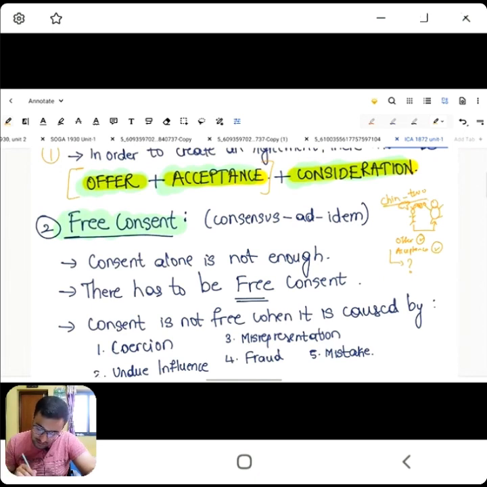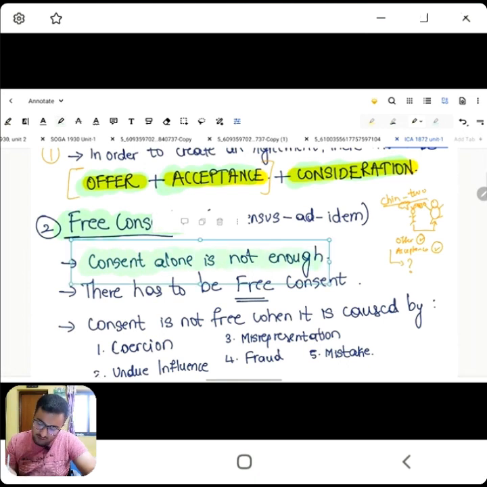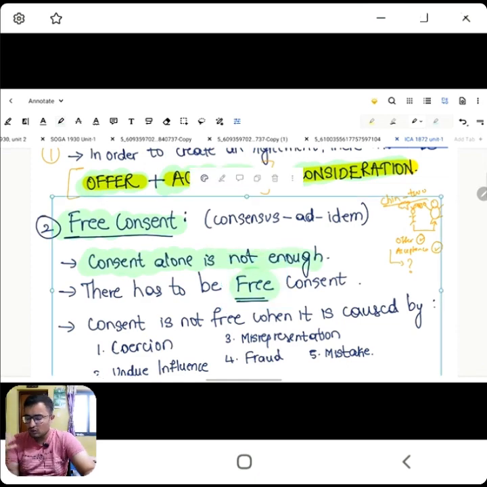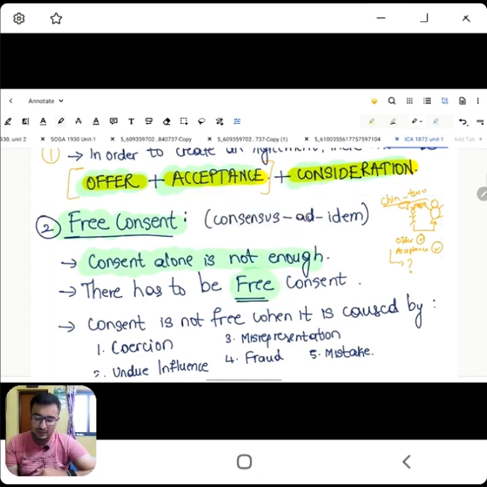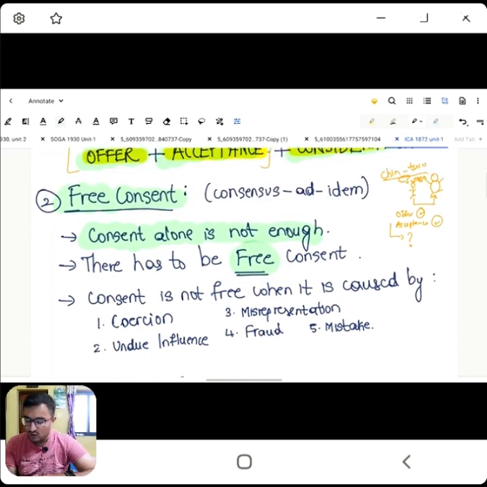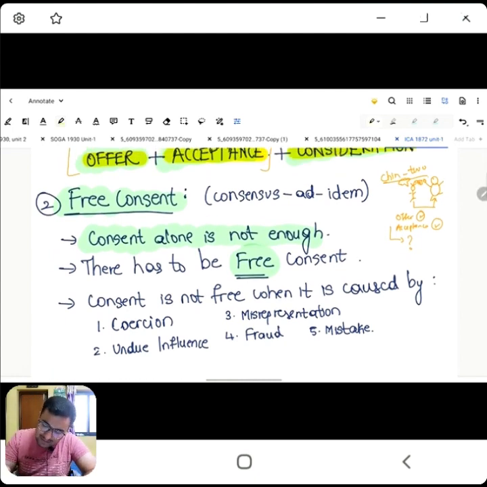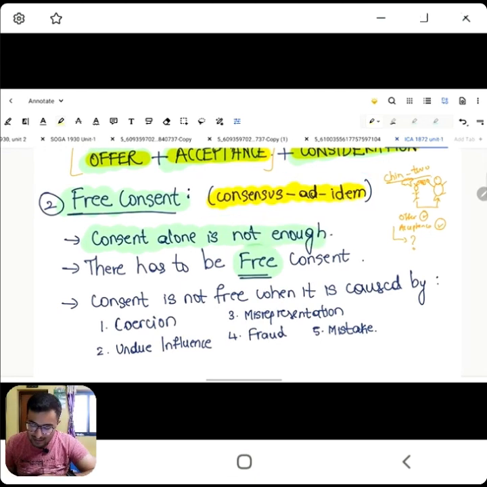Therefore, consent is required. But consent is not enough. You must have free consent. Out of his own will and own wish, he should give you consent that he wants to enter into a contract with you. This term in legal language is known as consensus ad idem, right? You have to remember this, consensus ad idem.